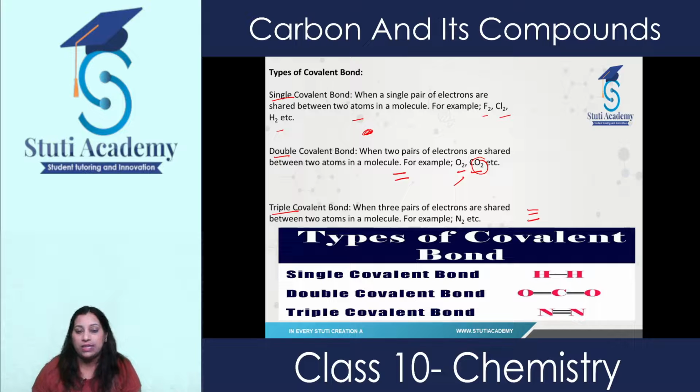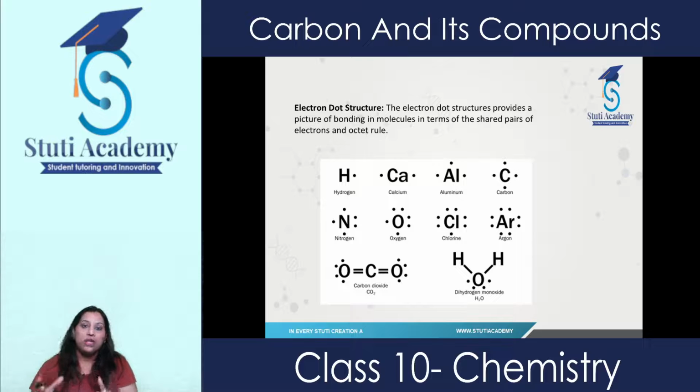As you can see in this diagram, the bond formed between hydrogen and hydrogen is a single bond. And if we look at carbon dioxide, these are represented by double lines. It has a double covalent bond. And if we take the example of nitrogen, it has a triple covalent bond. Now, how are these covalent bonds formed? So let's see the formation of these different kinds of covalent bonds.